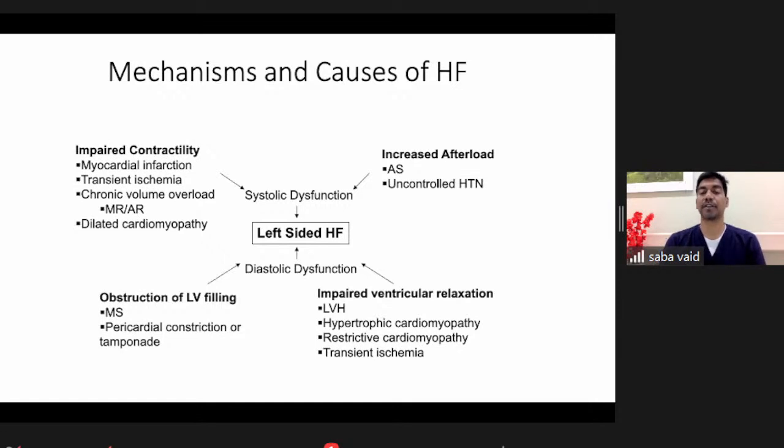The other possible reason would be left ventricular hypertrophy. Just imagine a chronic hypertensive, or somebody who goes to the gym regularly and works out vigorously. The left ventricular hypertrophy is so big that the ventricles become very stiff and cause a diastolic dysfunction. Hypertrophic cardiomyopathy, restrictive cardiomyopathy, even transient ischemia can all lead to diastolic dysfunction. Most diastolic dysfunction would lead to what is called a backward failure. Here, the systolic function is largely preserved.